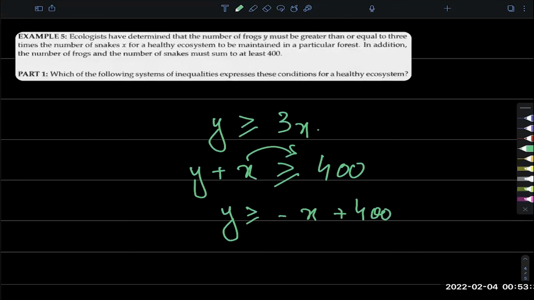Sir, where did x come from? Wasn't it only 3x? No. The population of snakes is x, but y should be greater than or equal to 3x.